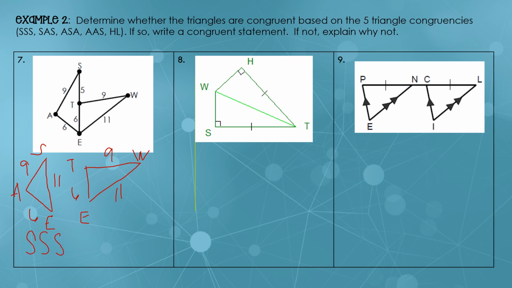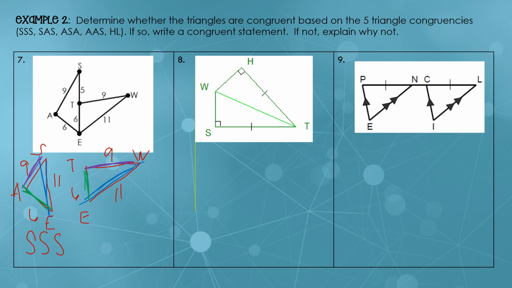You can see AS and TW both 9. WE and SE both 11. And then finally, AE and TE are both 6. So if it helps draw it out, do that. But if it doesn't, then you certainly don't have to. It's whatever you want to do.